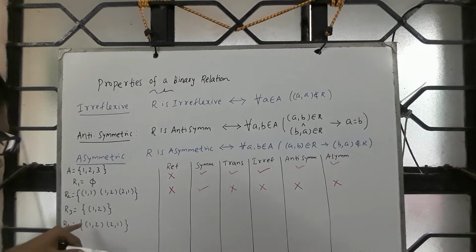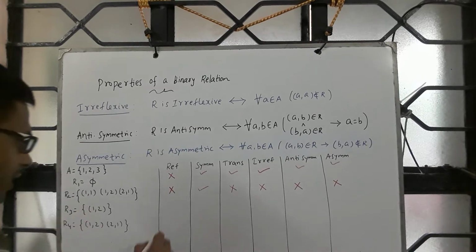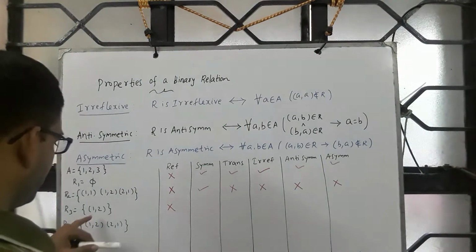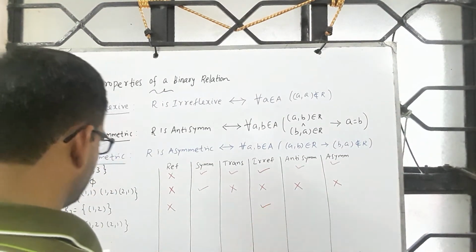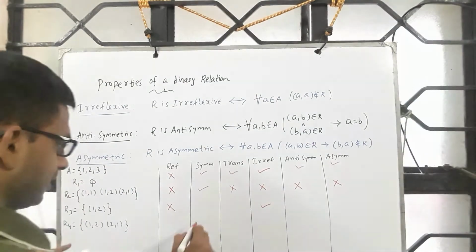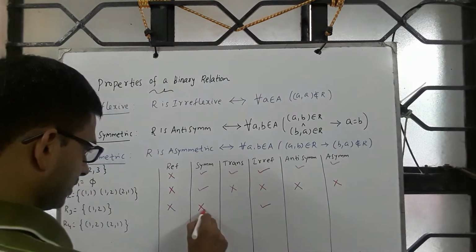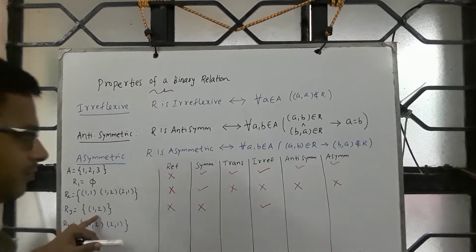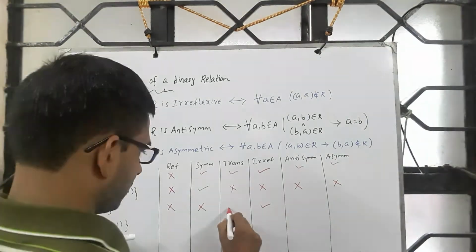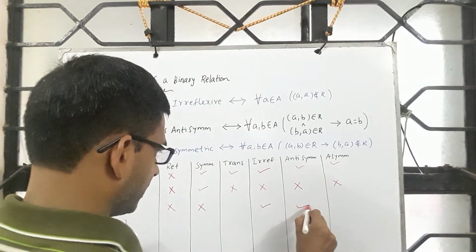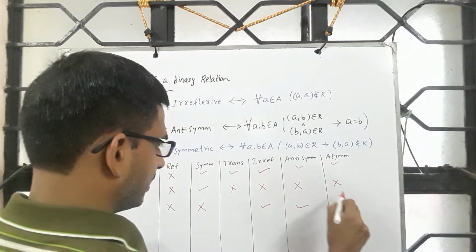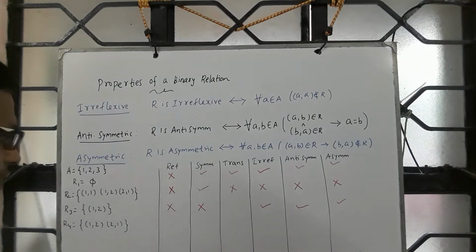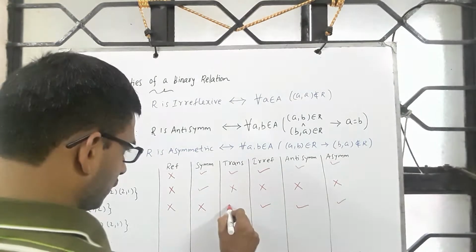Okay. So the next one is {(1, 2)}. Is it reflexive? No. Is it irreflexive? Yes. Is it symmetric? No, (1, 2) is present, but (2, 1) is absent. And (1, 2) is present, (2, 1) is absent, which means it is antisymmetric and asymmetric. How about transitivity? (A, B) and (B, C): there is no (B, C) here, so this is true.